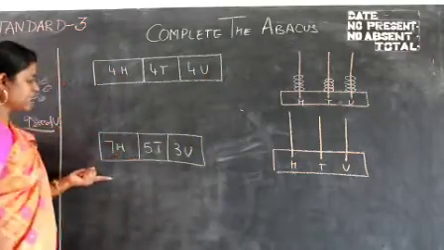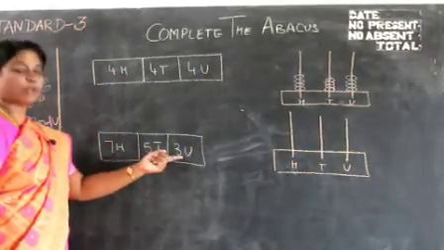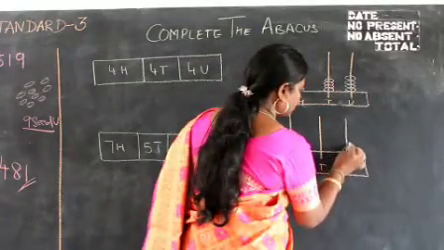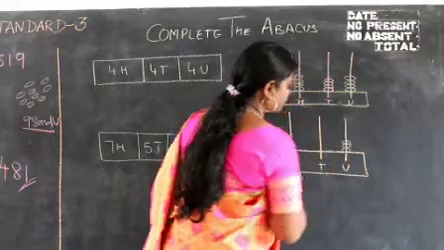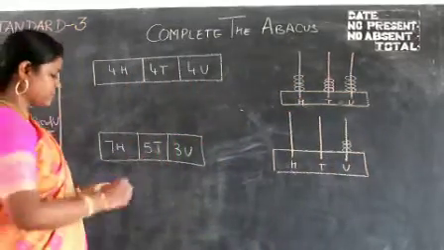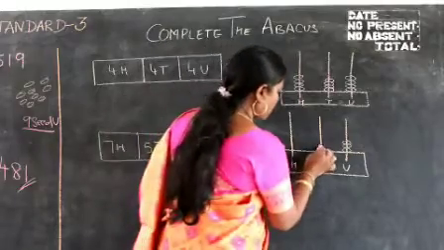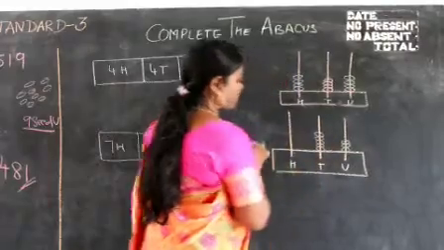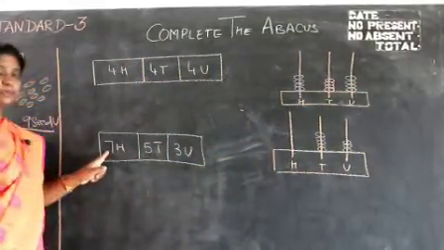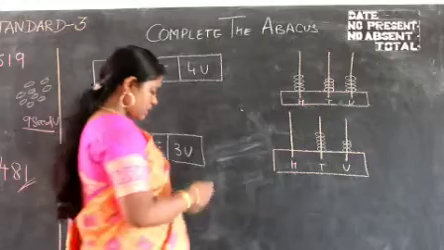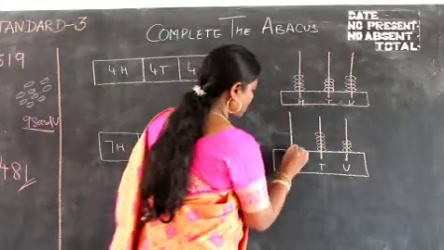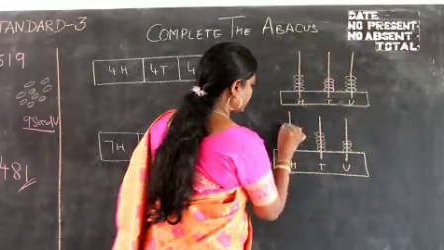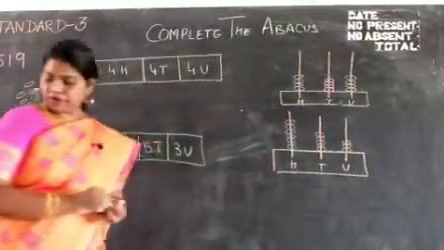Now let's see another example. In the units position, how many do you have? 3. So you're going to draw 3 beads here. 1, 2 and 3. In the tens position you have 5. So we're going to draw 5. 1, 2, 3, 4 and 5. And in your hundreds position you have 7. How many are you going to draw? 7. Let's draw 7 beads. 1, 2, 3, 4, 5, 6, 7. This is how you have to complete your abacus.